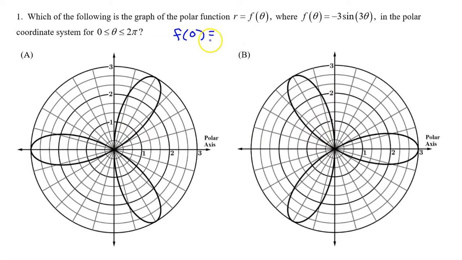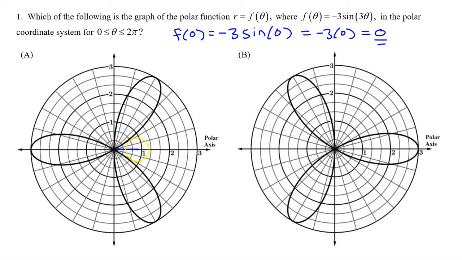Starting with f at 0. If we plug in 0 for theta, we get -3 sine of 0. The sine of 0 is 0, so we have -3 times 0, which equals 0. So, at 0 radians, we have an r value of 0. We can eliminate any of these options that has anything other than an r value of 0.